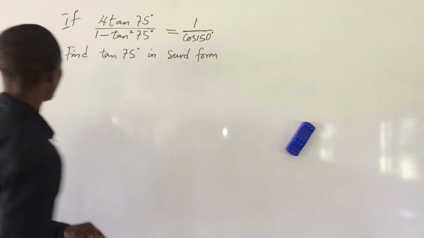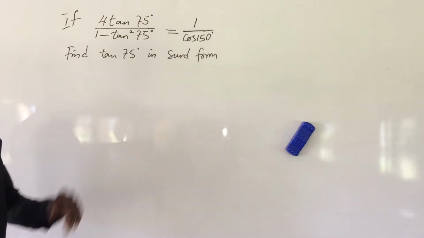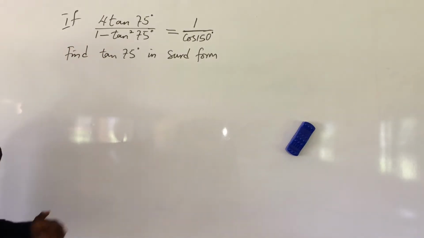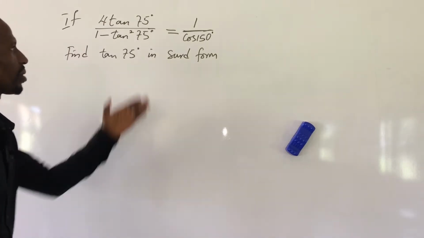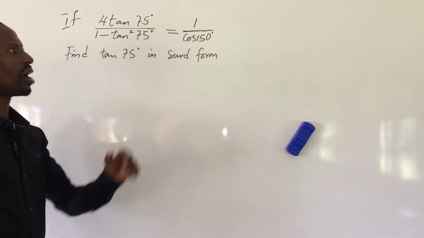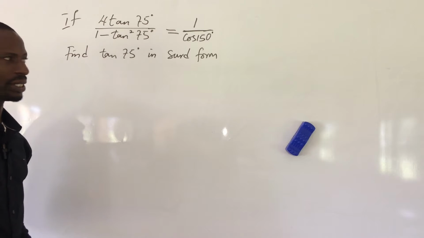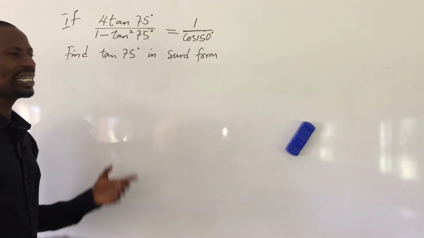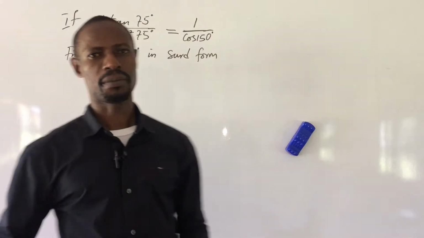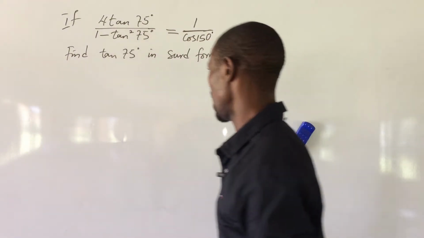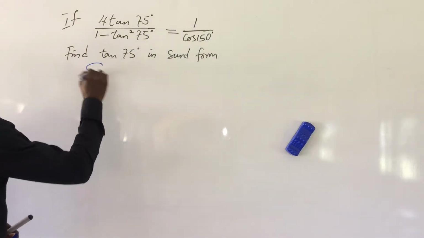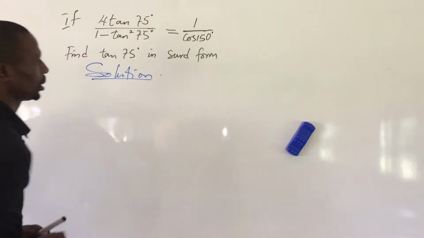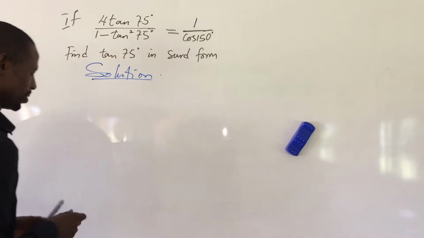The question says, if 4 tan 75 degree all over 1 minus tan square 75 degree equals 1 all over cos 150 degree, find tan 75 degree in surd form. So how do we take this? We take our solution.